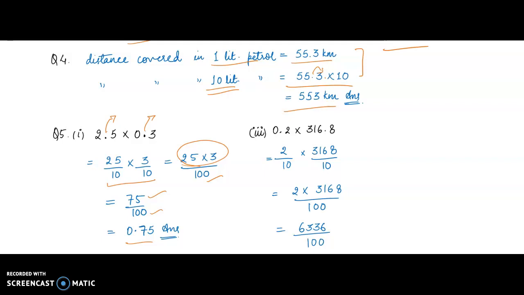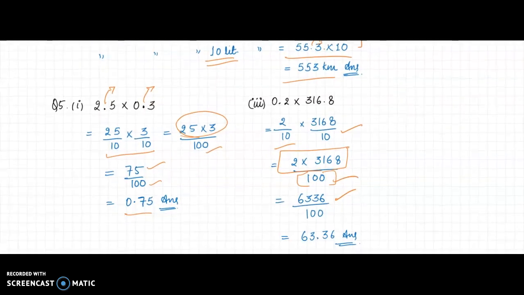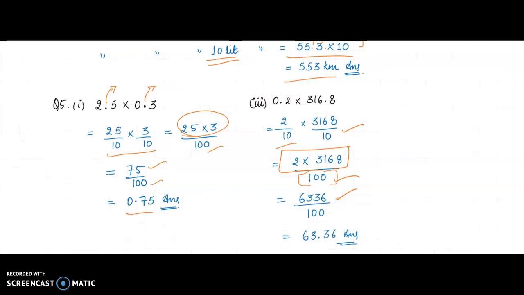Part 3, 0.2 multiplied by 316.8. Again I can remove the decimal, so this becomes 2 upon 10 multiplied by 3168 upon 10. I will collect the numerators and multiply, and collect the denominators also and multiply them. Multiplying the denominators, I am getting 100. Multiplying the numerators, I am getting 6336. So now converting it back into decimal, I am getting 63.36 as my answer.